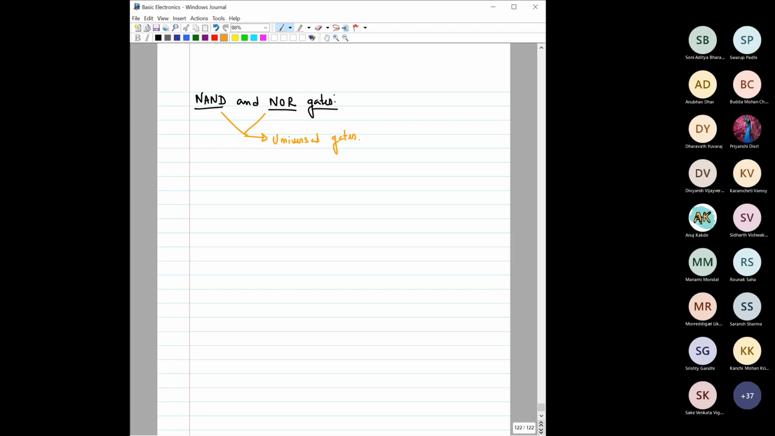So to implement any Boolean function, what are the basic operations that come to your mind? For example, the AND operation, OR operation, NOT operation. If you are able to do these three operations using a particular gate, then you will be able to implement any Boolean function. So let us see whether the NAND gate can be used as an AND gate, an OR gate, and a NOT gate.